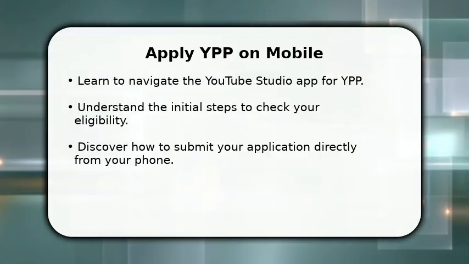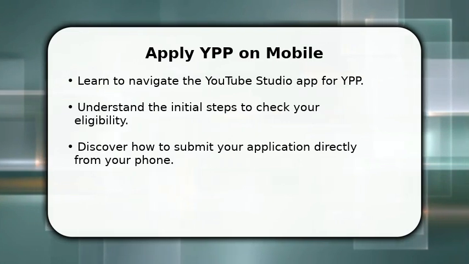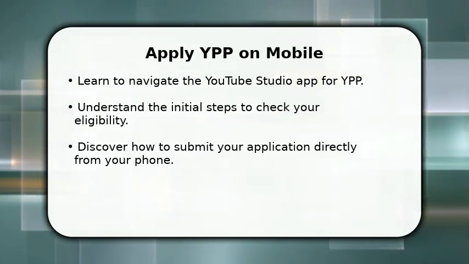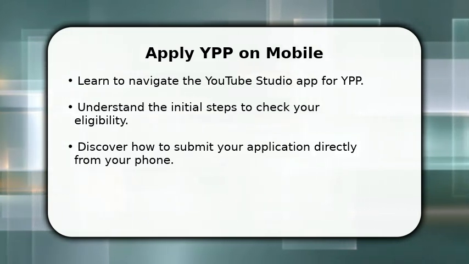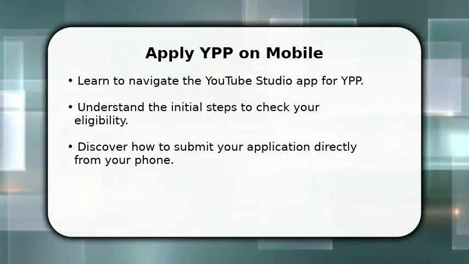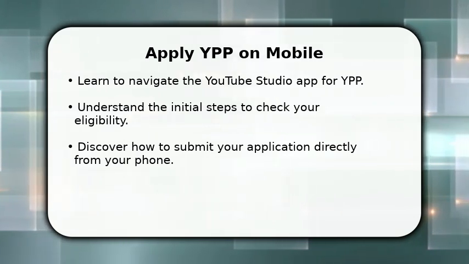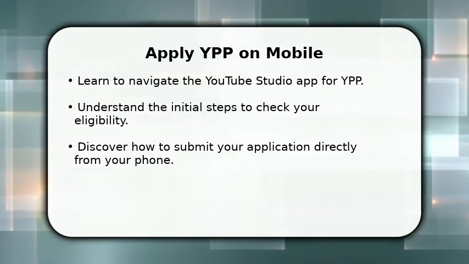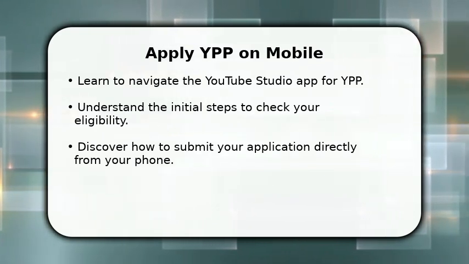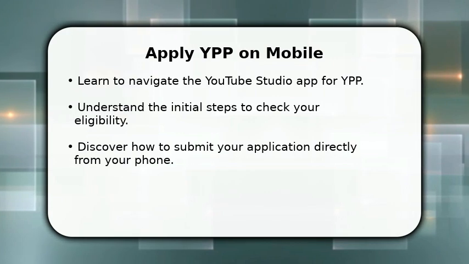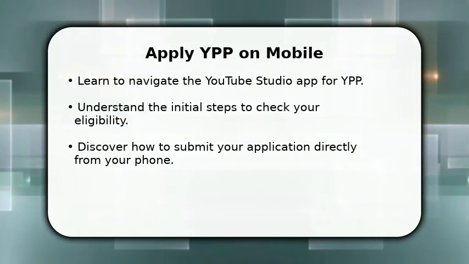In this video, I will explain how to apply for the YouTube Partner Program on mobile. First, open the YouTube Studio app on your device. Navigate to the Earn tab, which is usually represented by a $ sign icon. Here, you'll find an overview of your channel's monetization status and progress towards the program requirements. This is your starting point for the entire application process.